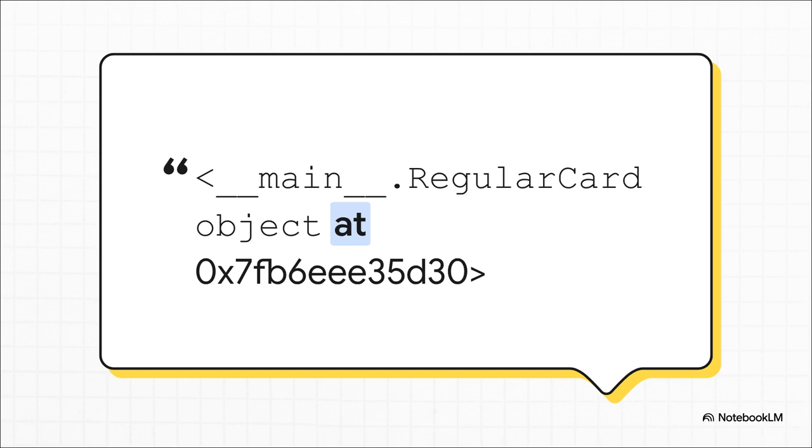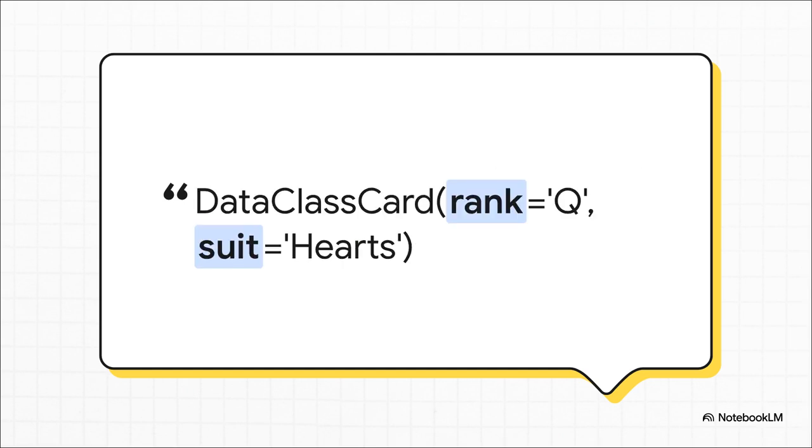It's completely unhelpful. But with a data class, bam, you print an instance and you get this beautiful, clean, developer-friendly representation that tells you exactly what's inside. That is the power right there. Instant clarity with zero extra code from you.